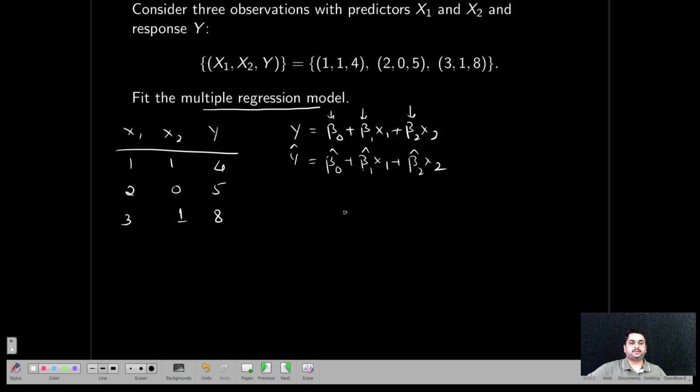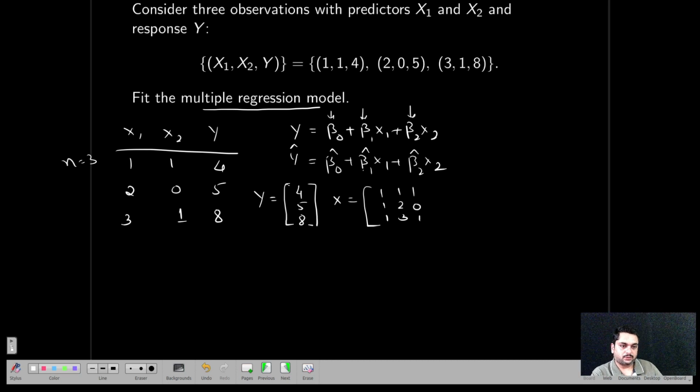How will you solve this? So you already know the solution. First you convert this into matrix form. So what is my y vector? y is 4, 5, 8. So there are 3 samples, n is equal to 3. Then my x is equal to, the first column will be all ones, then x1, x2: 1, 2, 3, 1, 0, 1. Then my beta vector, I can form it as beta naught, and then beta 1, beta 2.